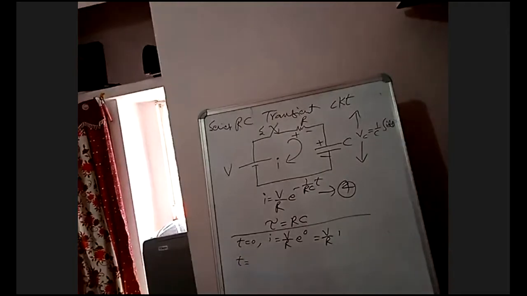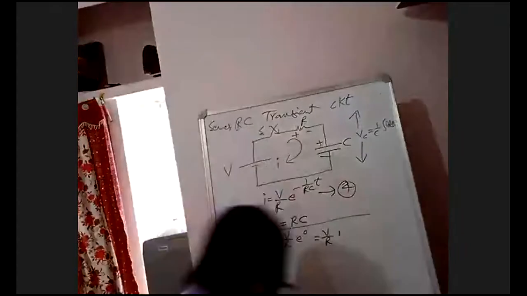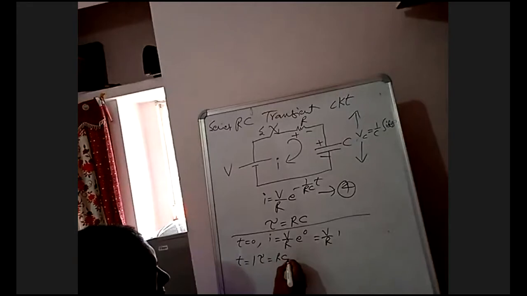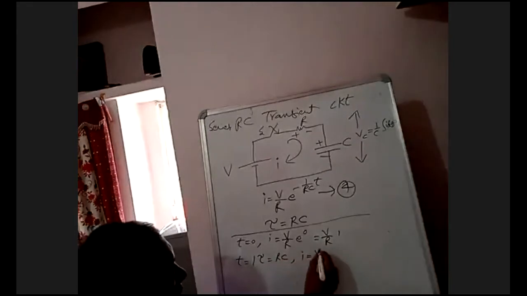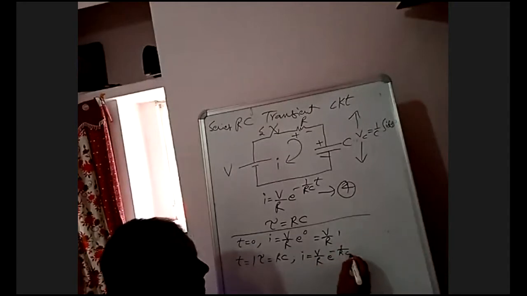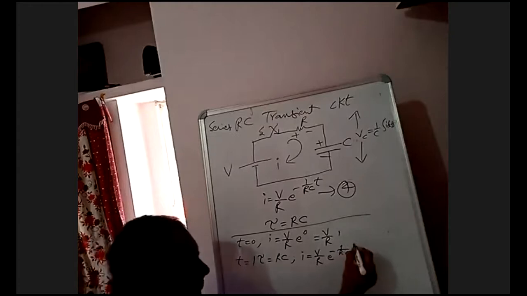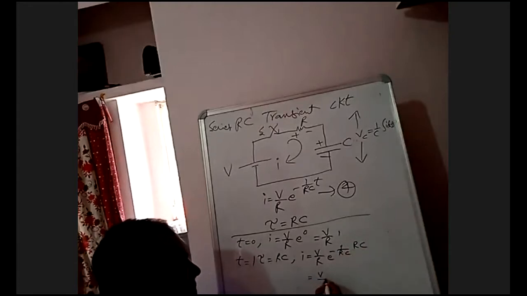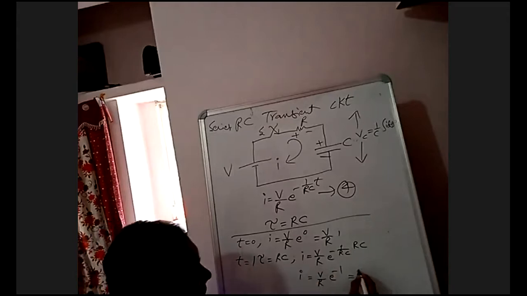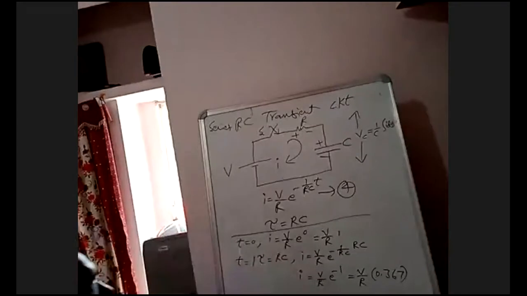Okay. See here. T is equal to one time constant, 1 into tau, that is 1 into RC. Your I is equal to V by R into e power minus 1 by RC into, substitute T is equal to RC. That is V by R into e power minus 1. What is the value of e power minus 1? 0.367. This is the one time constant.